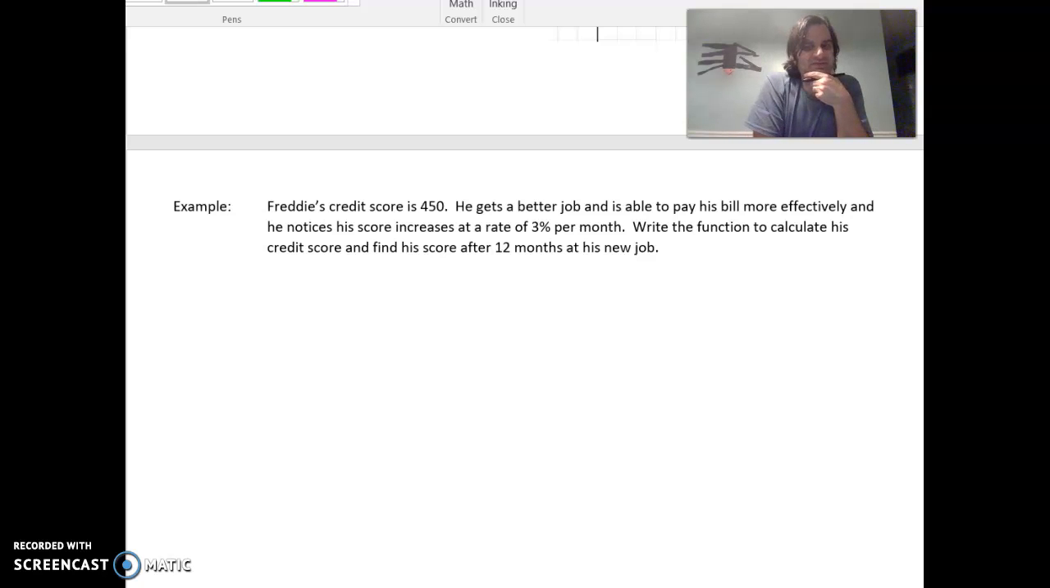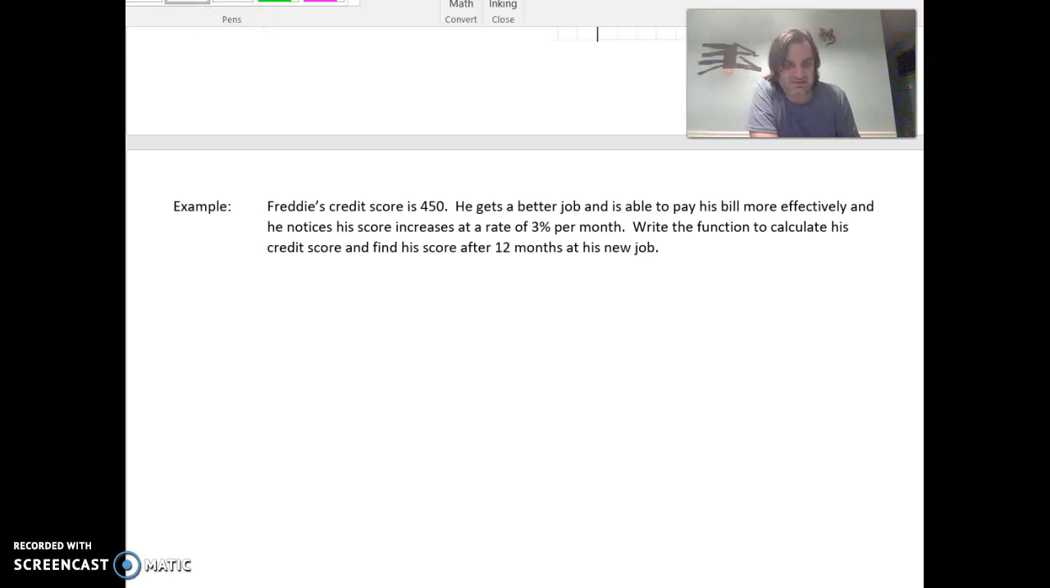We're going to write functions from descriptions. Freddie's credit score is 450. He gets a better job and is able to pay his bills more effectively, and he notices his score increases at a rate of 3% per month. Write a function to calculate his credit score and find his credit score after 12 months at his new job.